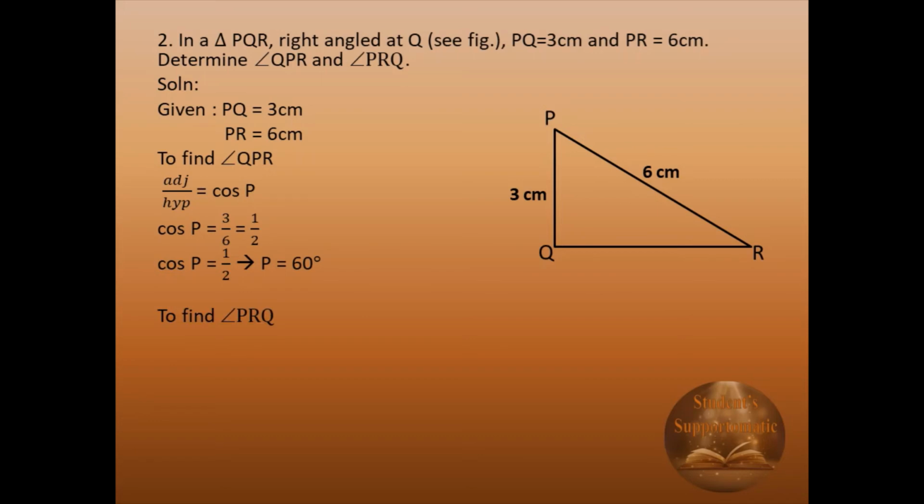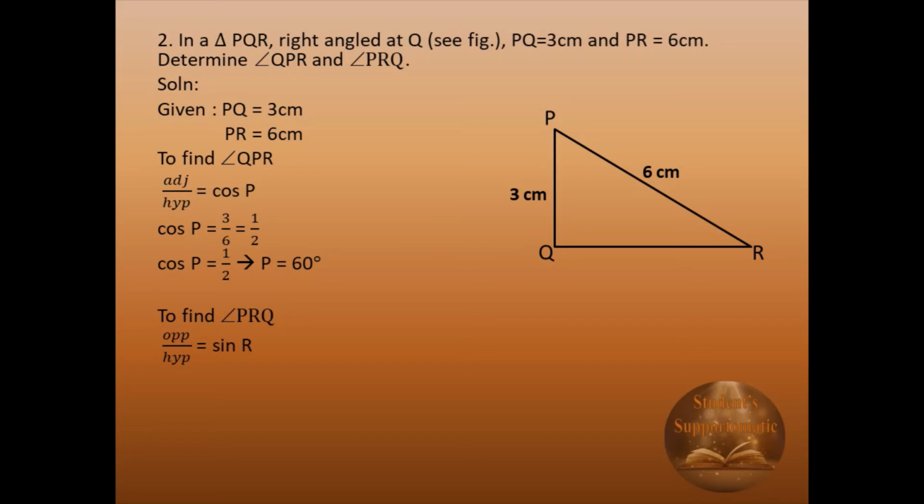To find the angle PQR, it means we have to find the value of angle R. If we consider the angle R, PQ is the opposite side of that angle, and PR is the hypotenuse side. So for angle R, it is opposite by hypotenuse. Opposite by hypotenuse is sine theta. Here angle theta we consider as R.